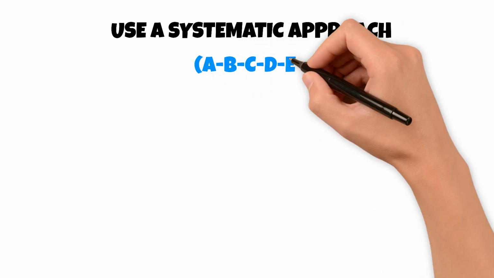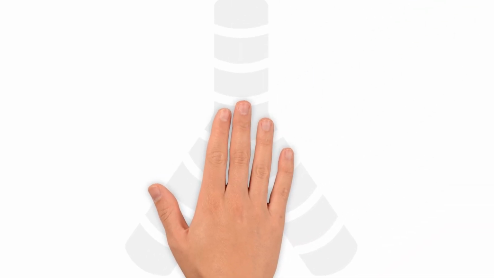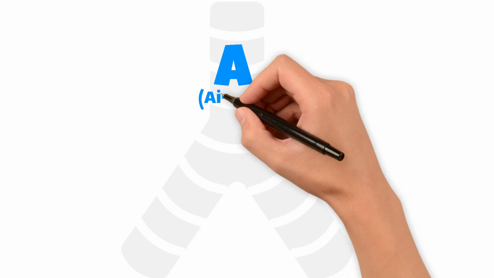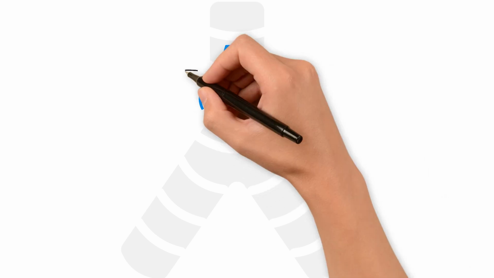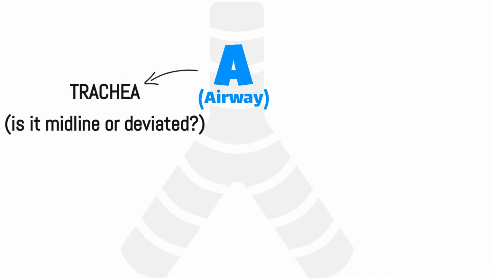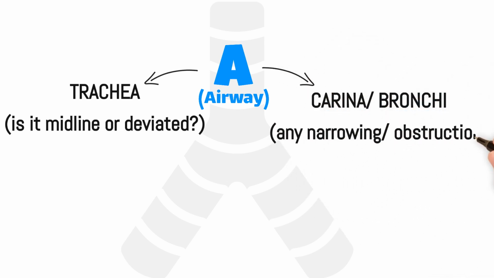We'll be using a systematic approach to read the chest X-ray. It's called A, B, C, D, and E. Let's dive in. A means airway. Airway includes trachea, carina/bronchi. In the trachea, you'll be looking at whether it is midline or deviated. While checking the carina/bronchi, you'll be checking whether there is any narrowing or obstruction.